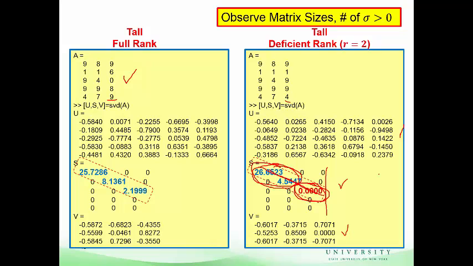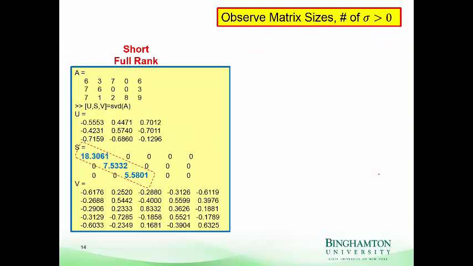So that's interesting. Now let's look at a short matrix. This one is full rank, with 3 rows and 5 columns. You can verify with the rank command that it has rank 3. The largest a rank can be with 3 rows and 5 columns is 3. We do our SVD computation, and MATLAB spills it back to us. Now U is 3 by 3, that's M by M. V is N by N, which is 5 by 5.